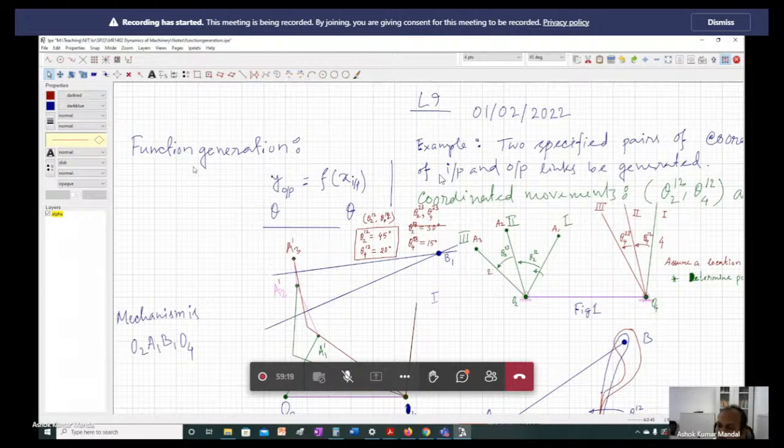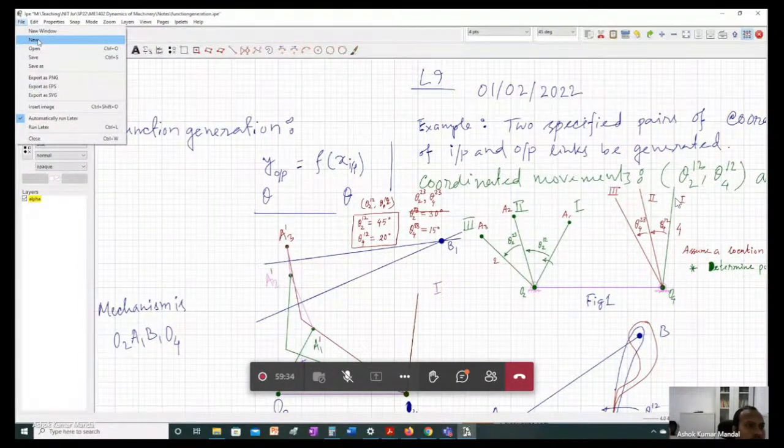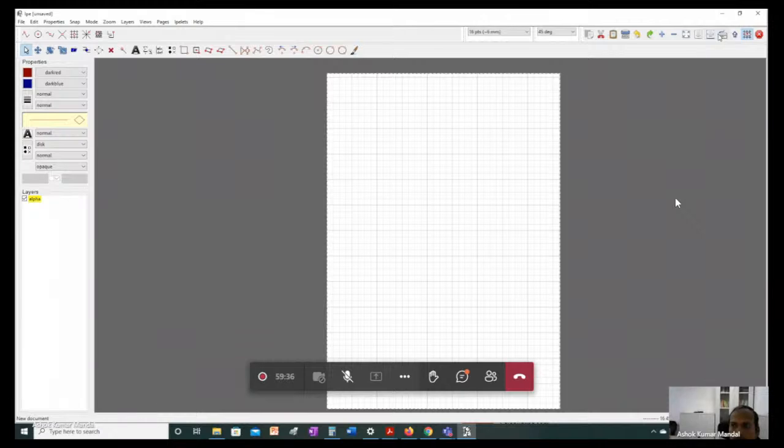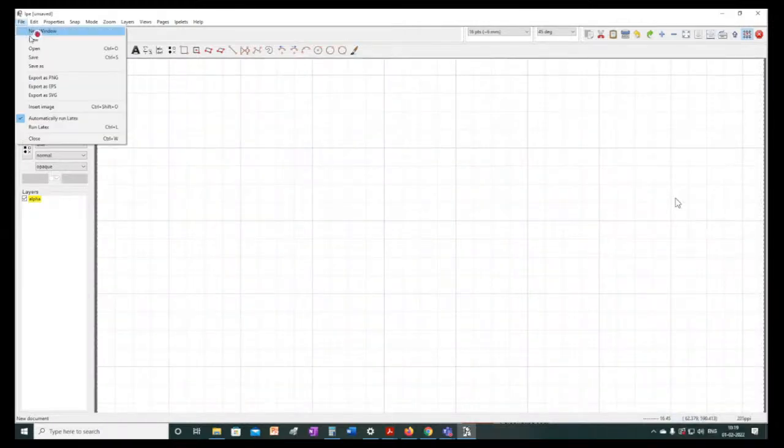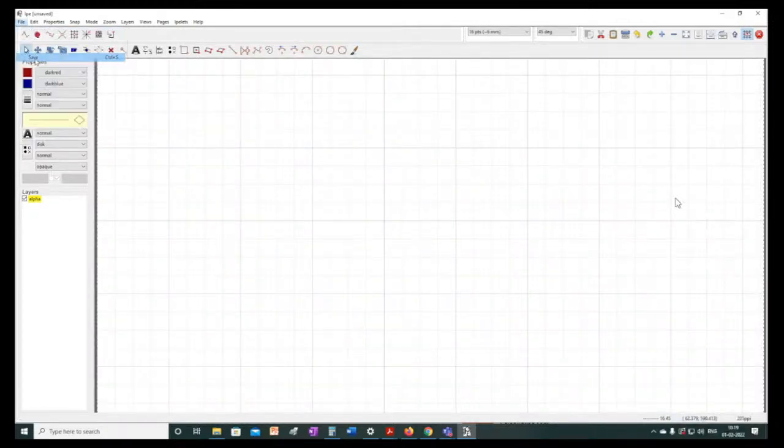Now we will move to the next topic. It's called dead center problems. Okay. So today I don't know whether I can complete it. At least I will try to finish the problem statement. What is a dead center problem?